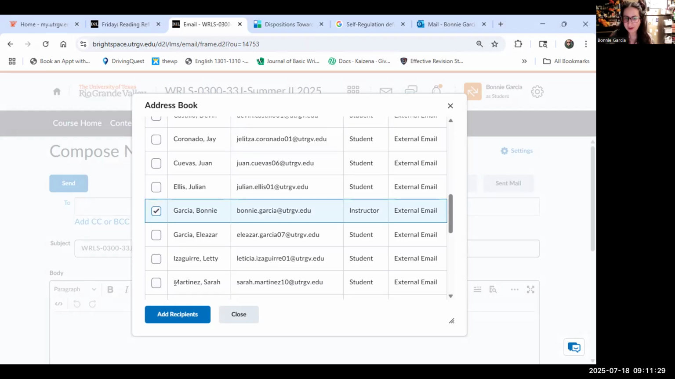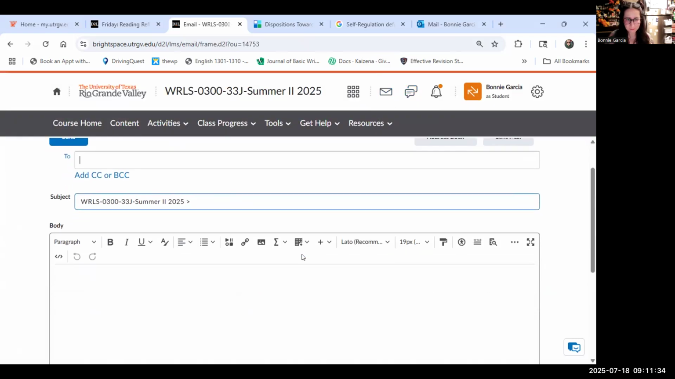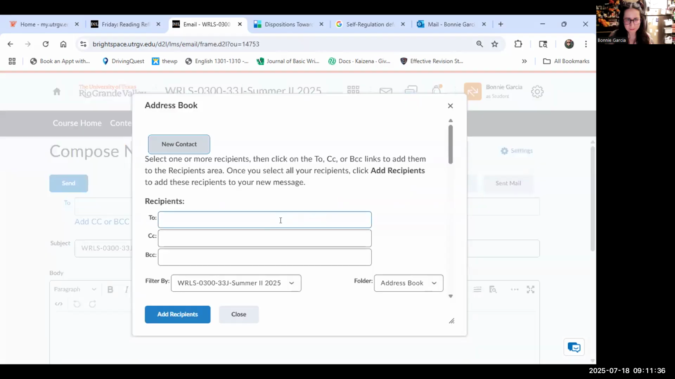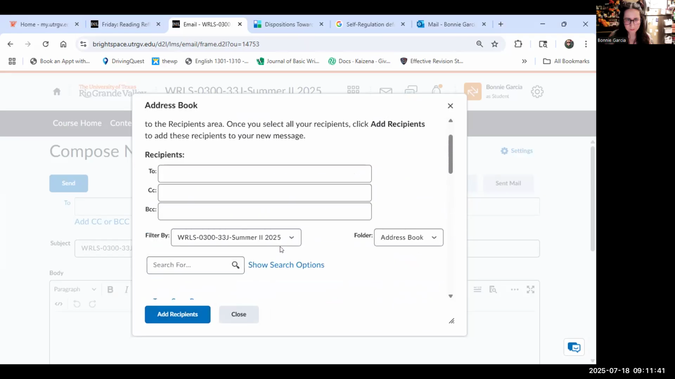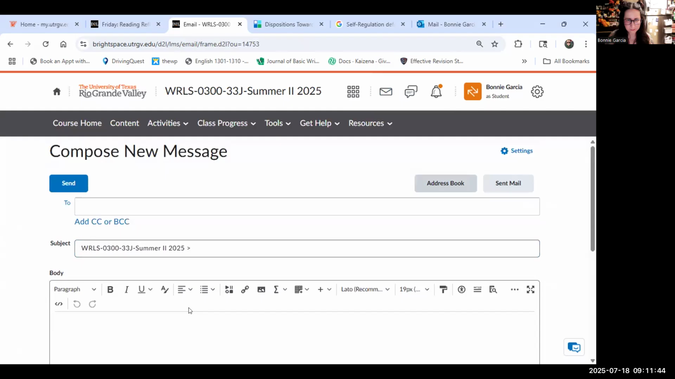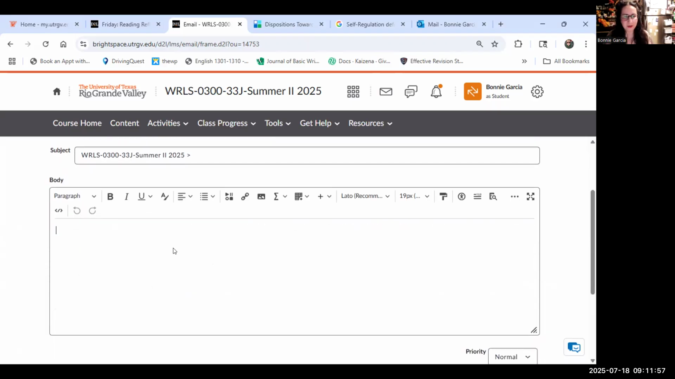So you're going to go find my name, add recipient. It should add it here. I want to see that it did add me. It should add me. If not, then you can type in Bonnie Garcia at utrgv.edu. It's also in the syllabus. Down here, you're going to write your message. Here is my homework for reading reflection 1.